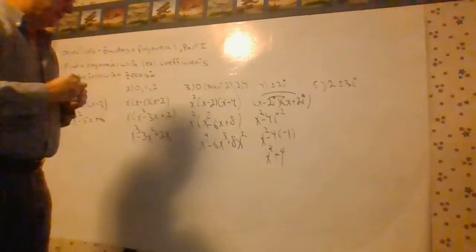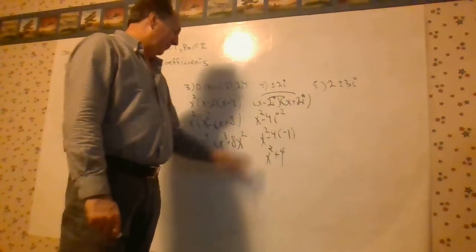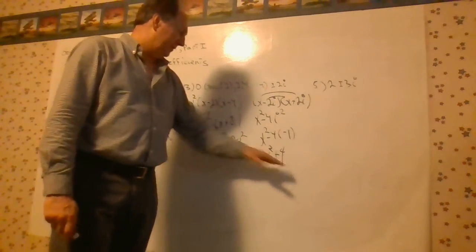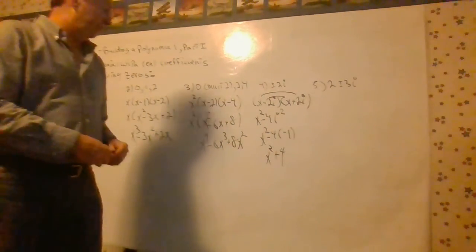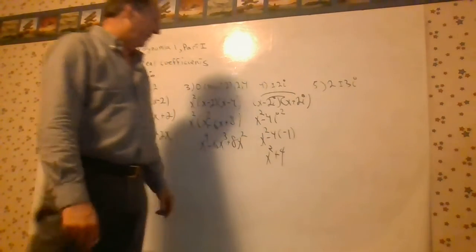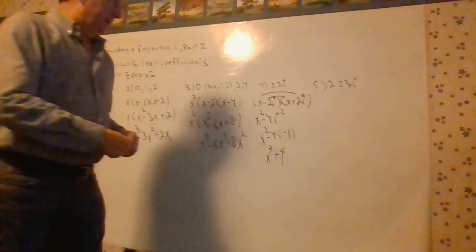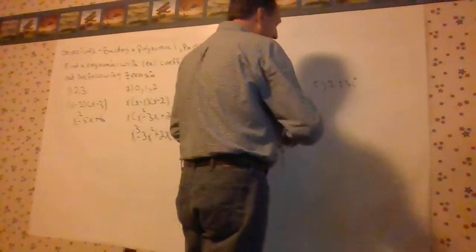In 9th grade, your teacher told you the sum of two squares doesn't factor. Well, that's partially true. It doesn't factor with real coefficients, but now you know how to factor it with imaginary zeros. Factors are x plus 2i, x minus 2i.